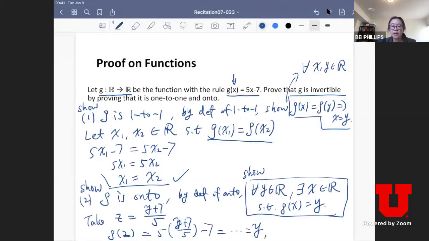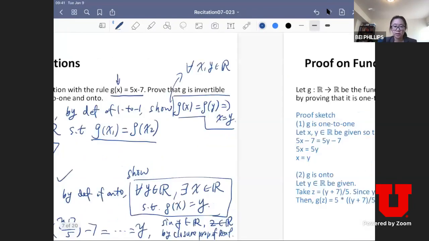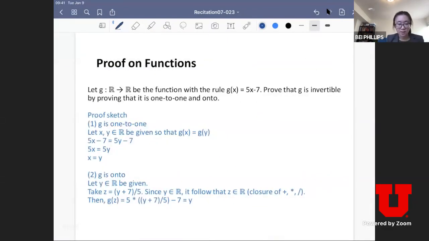However, we have to be a little bit careful. How do we know that z, which is (y plus 7) over 5, is part of the domain, which is real? So you want to use the closure property. So since y is real, z is real by closure property of real numbers. Okay, so this is just a sketch. The next page shows how you write it in a cleaner way.